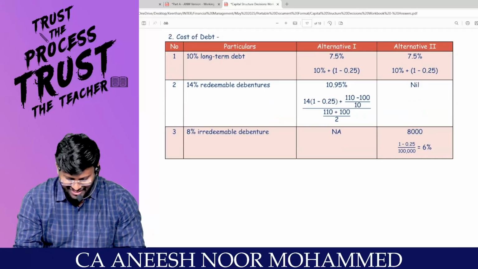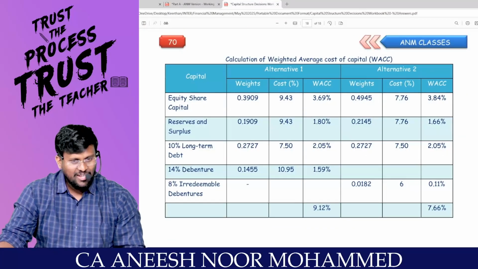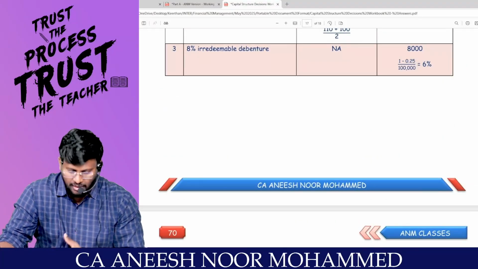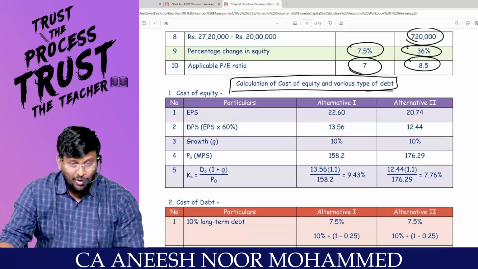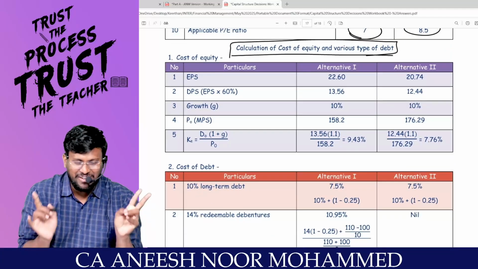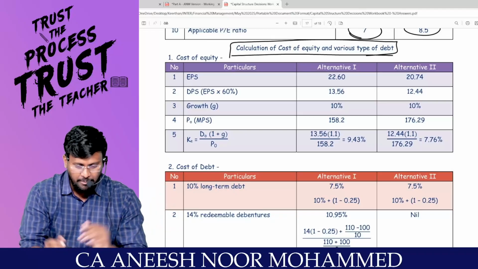Everything is taken? I have to calculate the cost of equity. Can we calculate the KE? Because they want WACC calculation, right? Come on. Full FM revision in this one question. Yes sir, because leverage, cost of capital, capital structure theories, everything will come. Cost of equity.